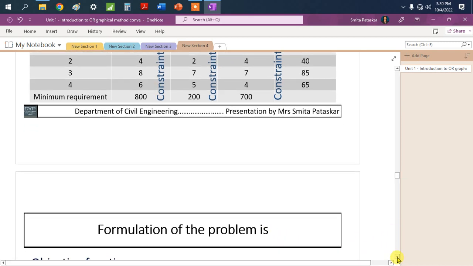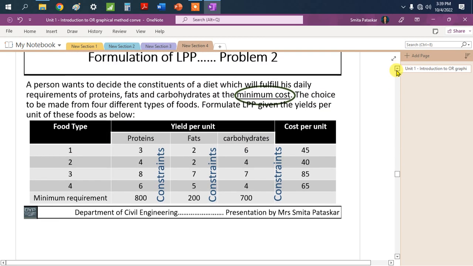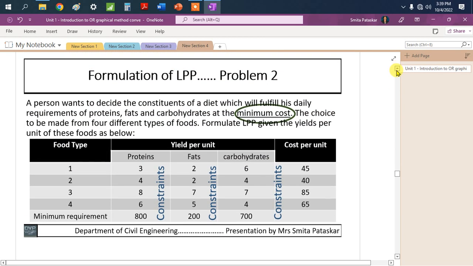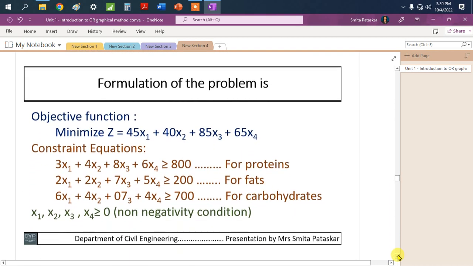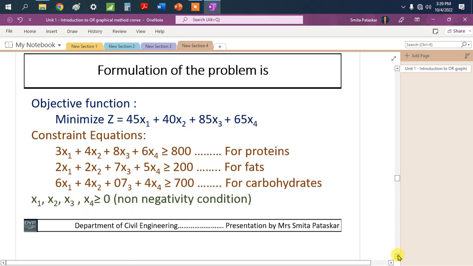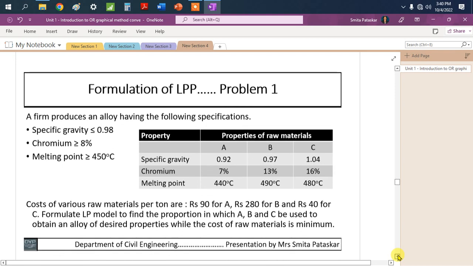So now again here the same thing has been explained. We have to minimize the cost, so that is a minimization problem, and the constraint equations are given. So our final linear programming problem will be to minimize z equal to 45x1 plus 40x2 plus 85x3 plus 65x4, which is the cost, and these are the constraint equations. Similarly the other problems also you can solve.